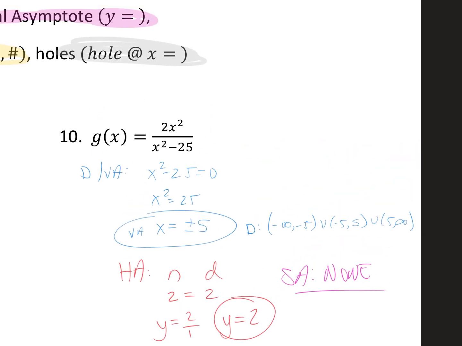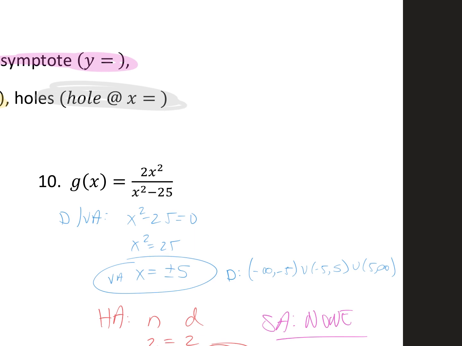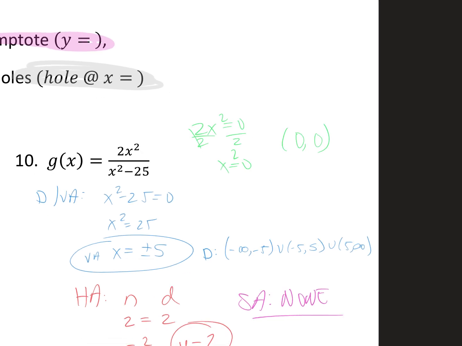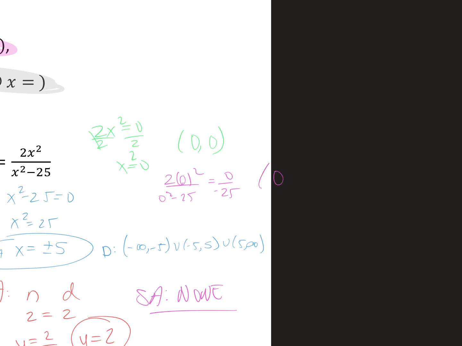Let's find our intercepts. How do you find the x-intercept? Set the numerator to 0: 2x squared equals 0. Divide by 2. x squared equals 0. What's my x-intercept? (0, 0). How do I find y? Plug in 0. So 2 times 0 squared over 0 squared minus 25. I get 0 over negative 25, guys, which is what? 0. So your intercept here is (0, 0).